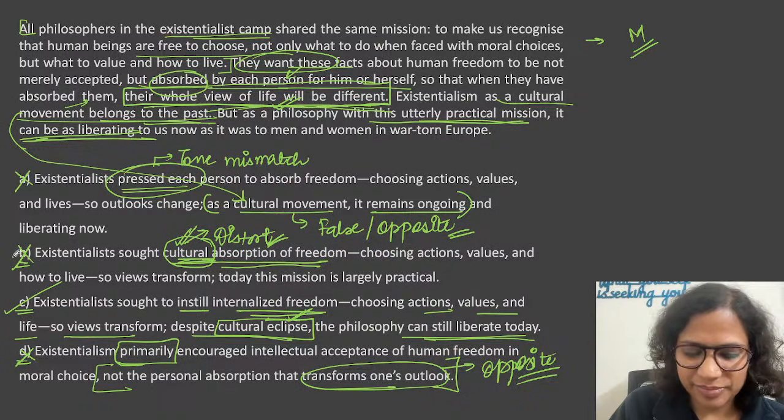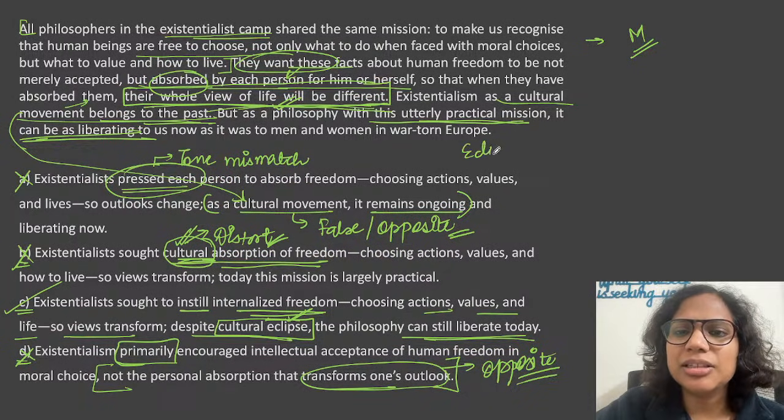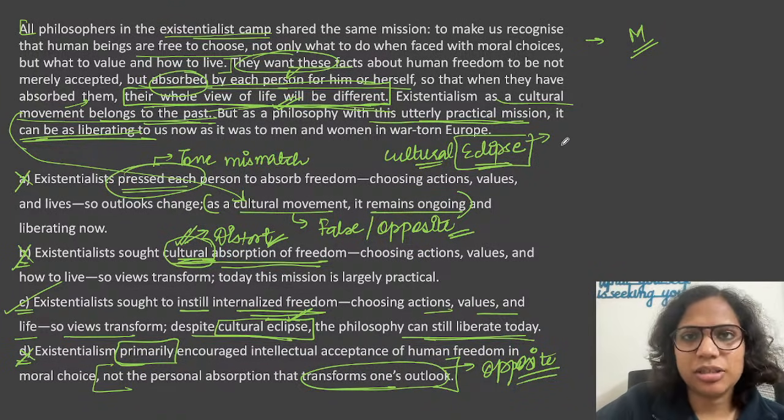Okay. Eclipse means something. Okay, so if I say this is facing a cultural eclipse, right? Moral eclipse, cultural eclipse. Okay, so belongs to the past.